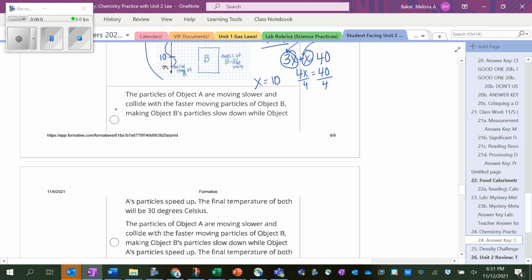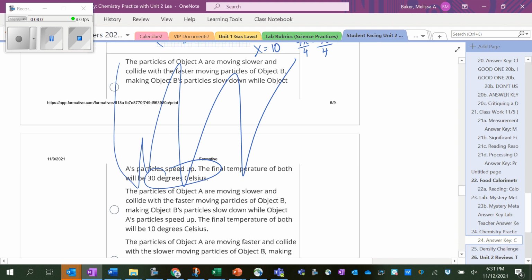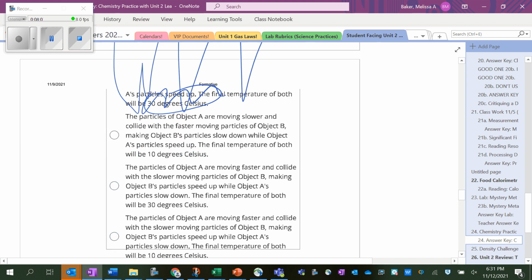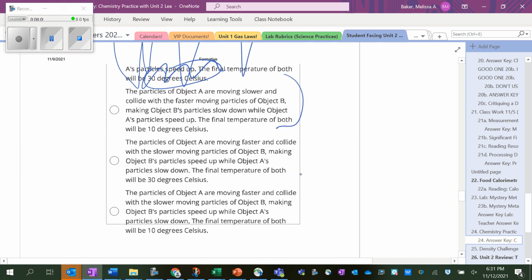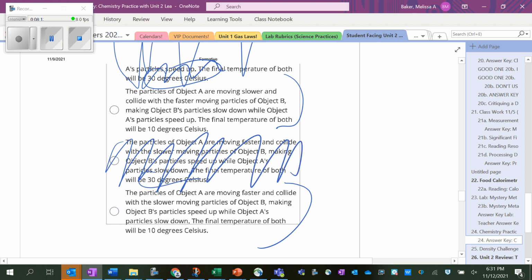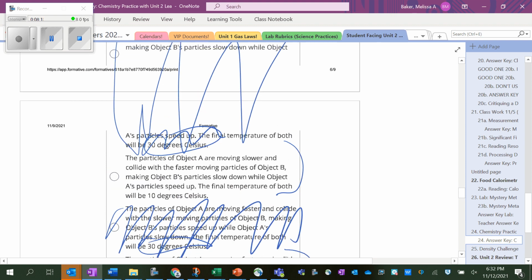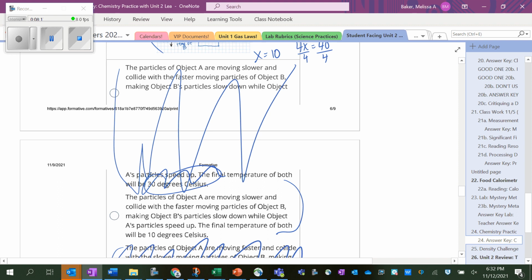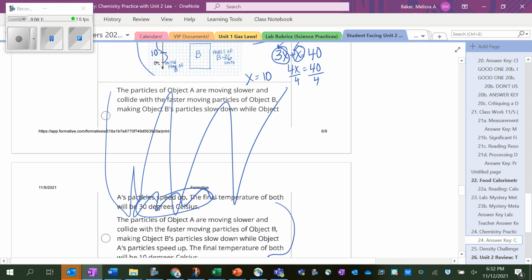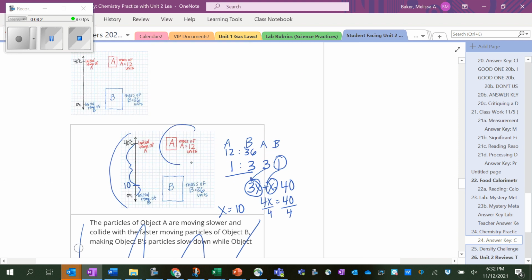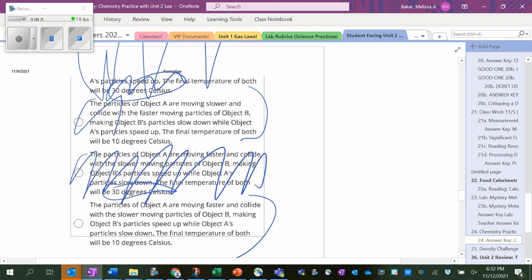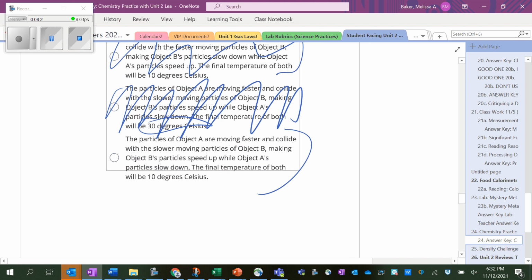So I can eliminate this first one because it says the final will be 30 degrees Celsius. That's not right. This one says it'll be 10. This one says it'll be 10. So I know it's not this one because this one says 30. And let's see which one makes sense. The particles of object A are moving slower. That's not true. It's the hot one. It says it starts at 40. So that's not right. The particles of object A are moving faster.